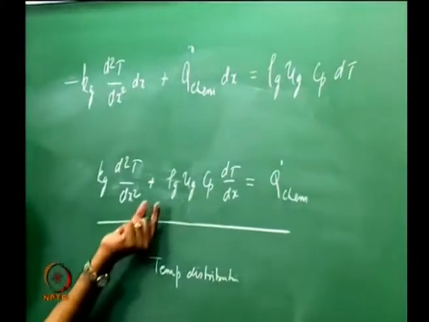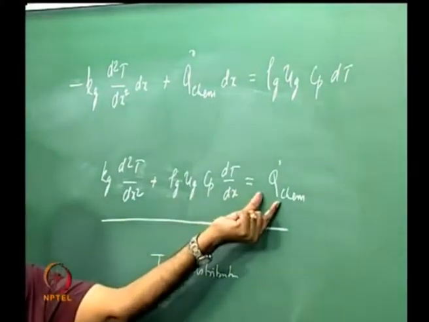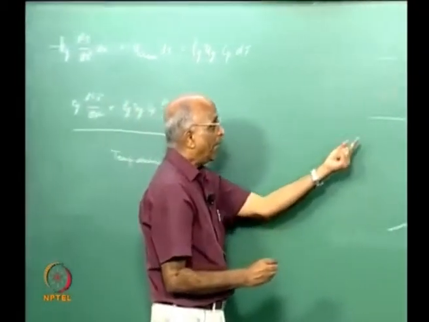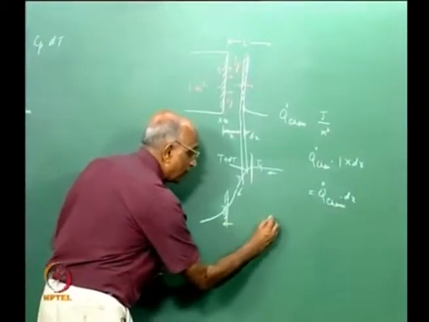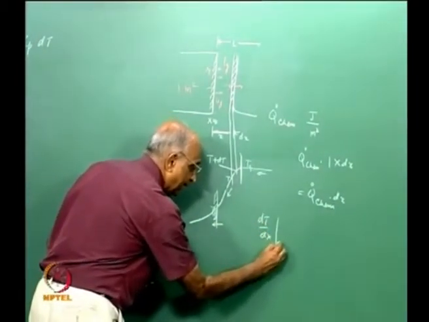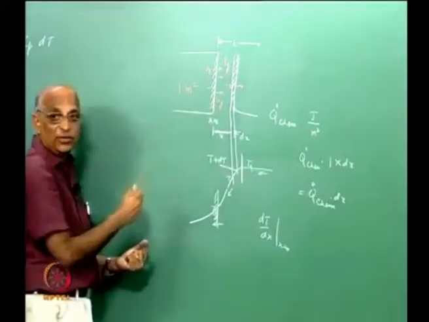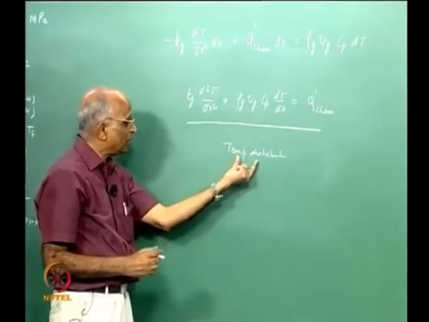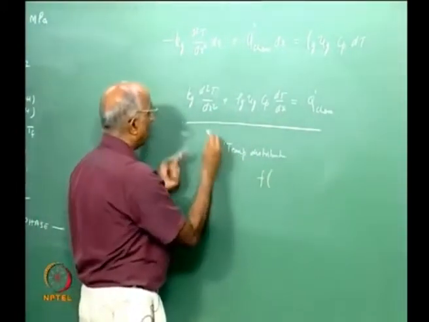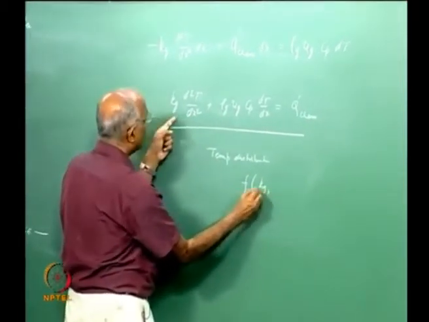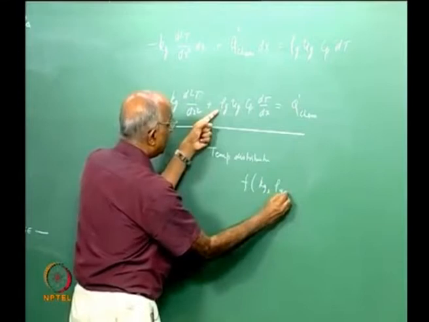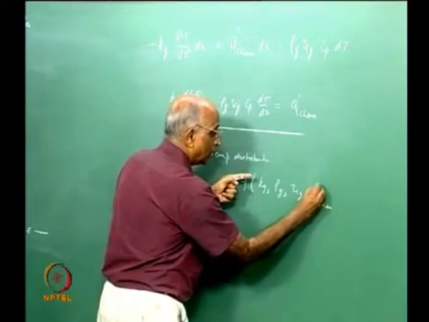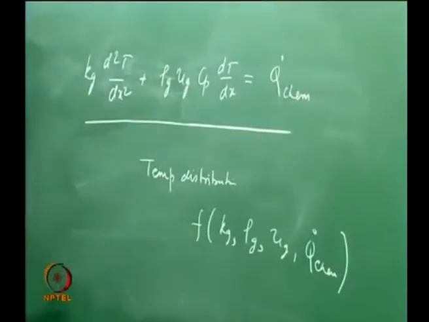if I know the value of rho g, Ug, Q chemical, then only I can solve for temperature distribution, and once temperature distribution is there, I can find out at this surface what is the value of dt by dx at x is equal to 0, and then find out the rate of regression. Therefore, this solution will give me the temperature distribution, but this temperature distribution is going to be a function of the value of the thermal conductivity of the gas in the fizz zone, maybe the density in the fizz zone, maybe Ug in the fizz zone, also the value of Q chemical. Let us therefore examine these things.